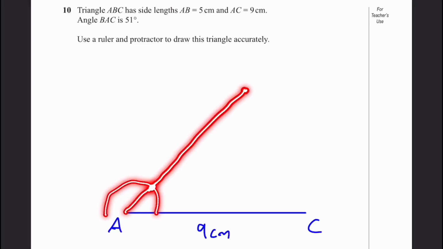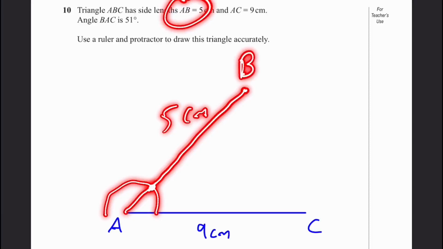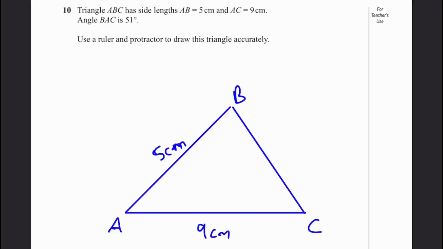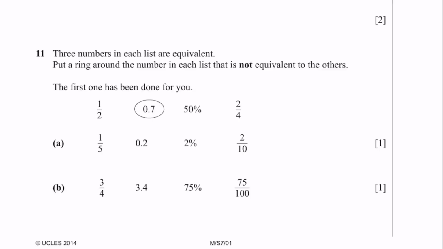And then we draw 5 centimeters, because AB is 5 centimeters, and we mark the end point as B. So let's do that. I am just showing it. I'm not actually doing a true drawing, just a rough one. And now the last thing we have to do is to connect these, and of course, to mark this angle 51 degrees. So that's the answer.